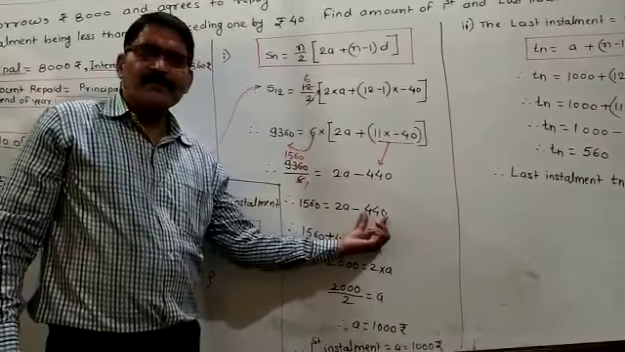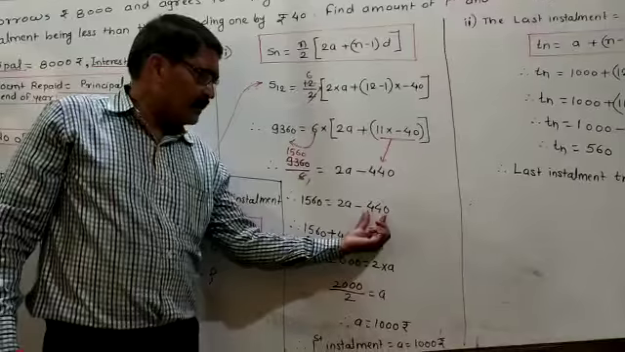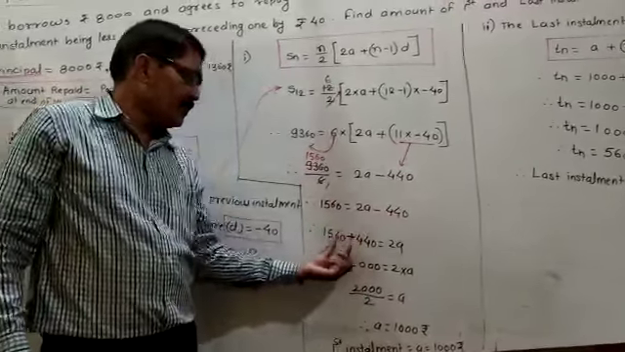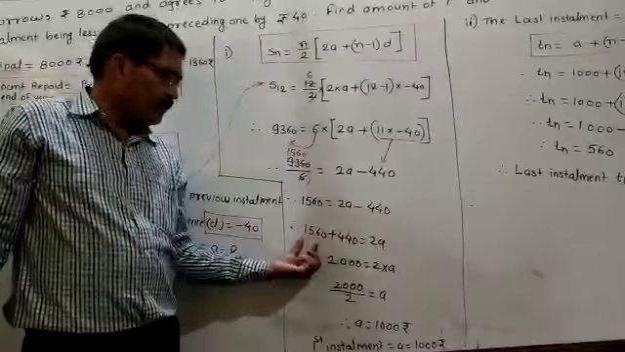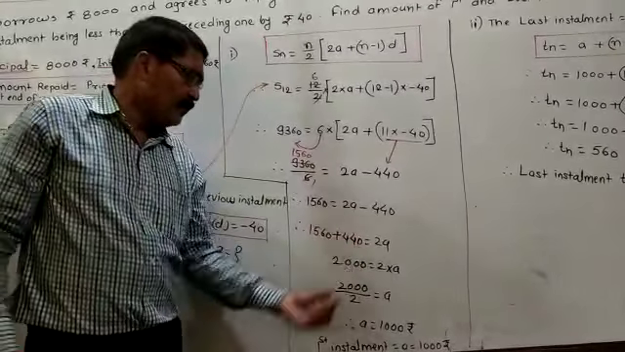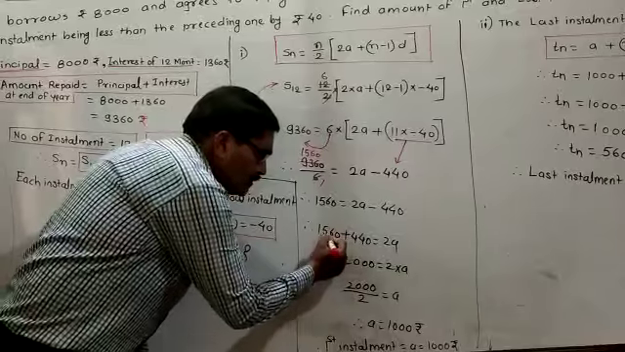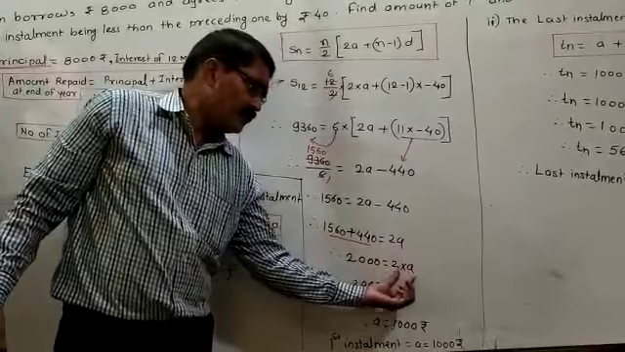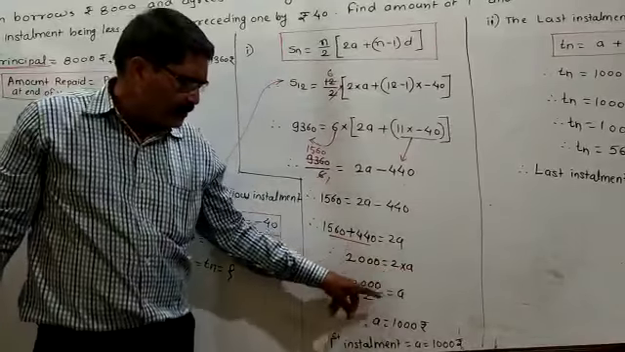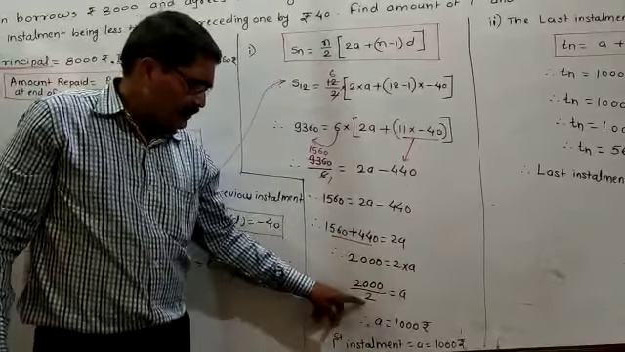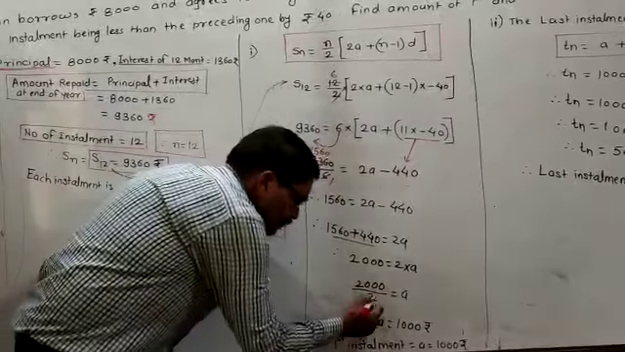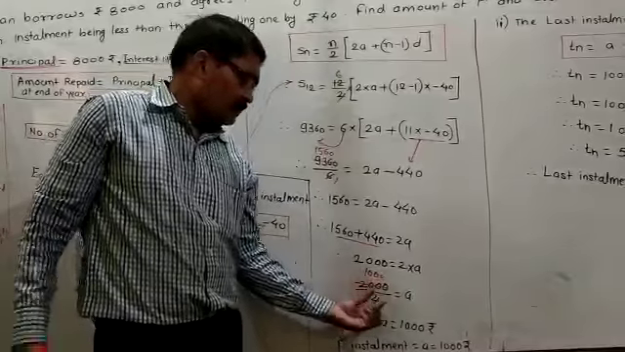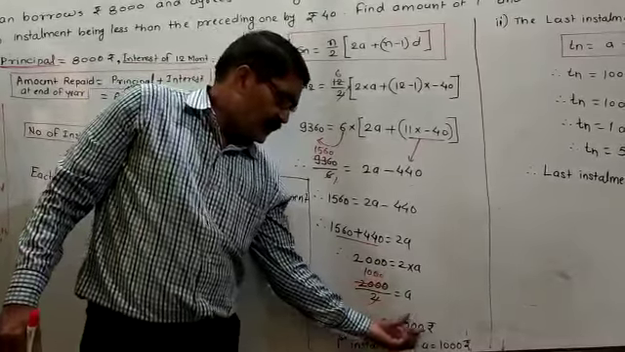These numeric terms you have to collect together. Transpose this minus 440 from right to left. This minus 440 becomes plus 440. 1560 plus 440 is equal to 2000. 2000 is equal to 2a, you will write in the product form 2 multiplied by a. Transpose this 2, multiplied by 2 becomes divided by 2. Here 2 ones are 2, 2000s are 2000. So a is equal to 1000.